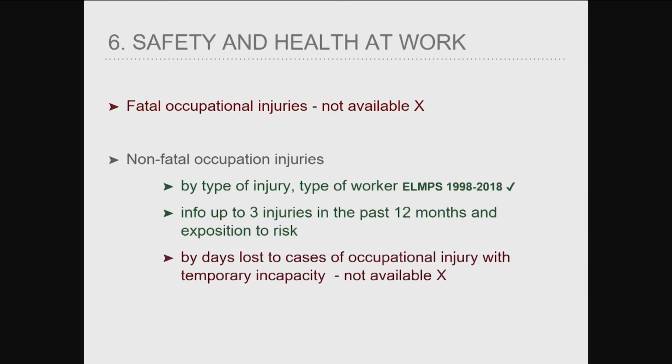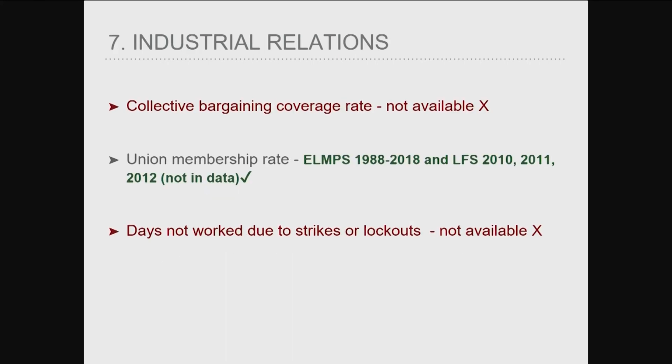Finally, safety and health at work. This is one of the lists where we have a lot less available information. We only have information in the ELMPS regarding non-fatal occupational injuries. We have information on up to 3 injuries that happened in the past 12 months. And we also have information on exposure to risk. But we don't have information on fatal occupational injuries, nor on the days lost because of injuries.